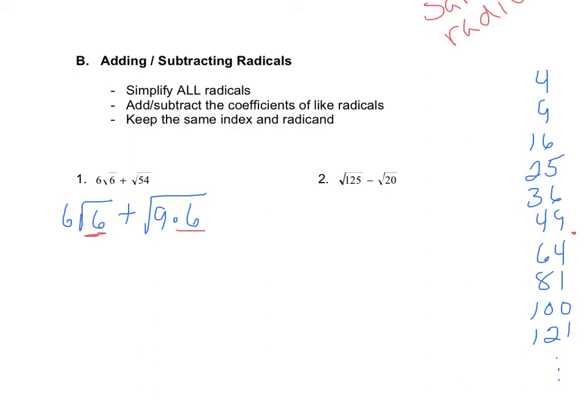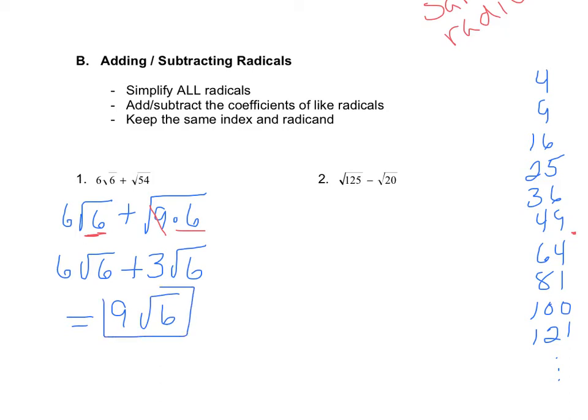So let's see what I have. I have 6 radical 6 plus square root of 9 is 3, so I have 3 radical 6 here. Well, I have like radicals, so 6 radical 6's plus 3 radical 6's will give me 9 radical 6. And I check to see if I can simplify, and radical 6 can't be, so I'm done. Let's go on to number 2.